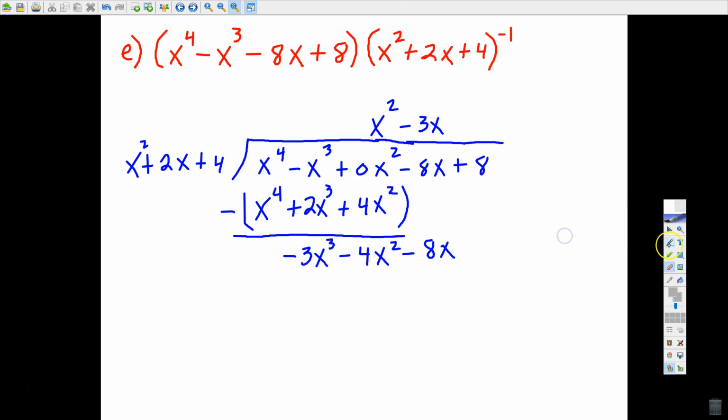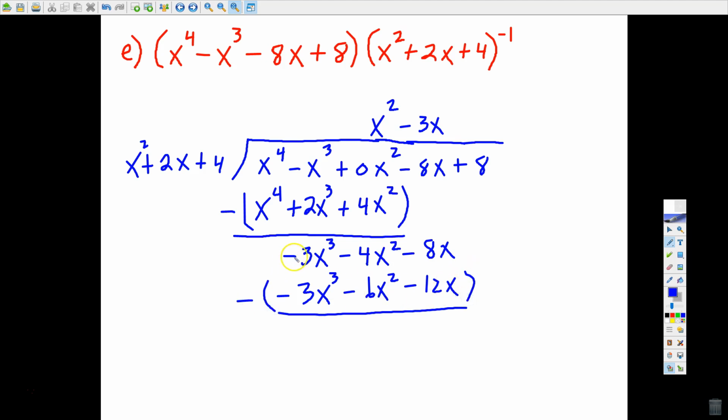Okay, so now let's multiply. Negative 3x times x squared, negative 3x cubed. Negative 3x times 2x is negative 6x squared. Negative 3x times 4 is negative 12x. Subtract. And the x cubes cancel. Negative 4 minus negative 6, that's positive 2x squared. And negative 8 plus 12 is positive 4x.